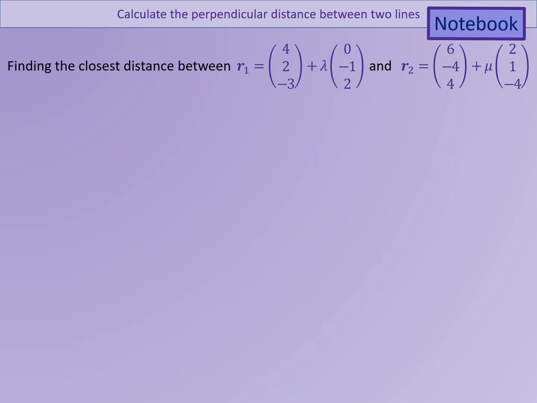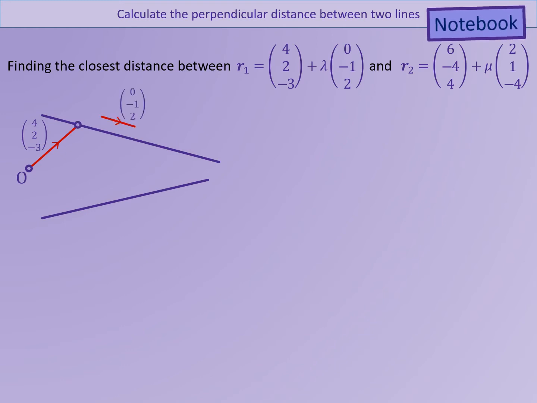We're going to find the shortest distance between the two skew lines given here. We would have already determined that they were skew using methods previously seen earlier in this topic. We're going to consider visually what's going on here. So the two skew lines do not meet, they're in 3 dimensions. The first line has a particular point (4, 2, -3) and a direction of (0, -1, 2). The second line has a point of (6, -4, 4) and a direction of (2, 1, -4).